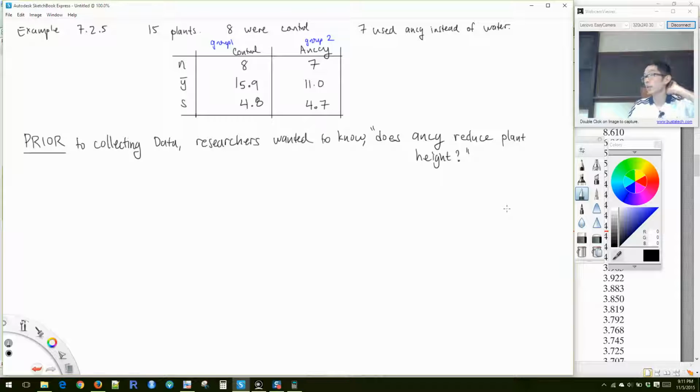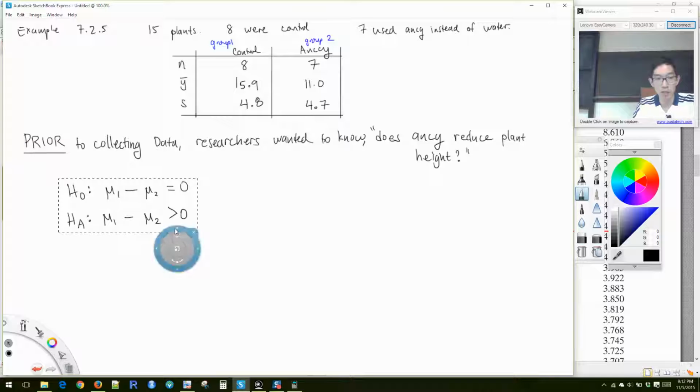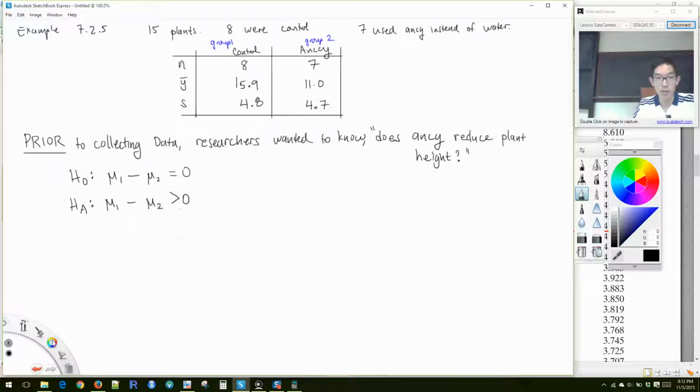Okay. So in this scenario, our null hypothesis would be mu1 minus mu2 equal to 0. And our alternative hypothesis would be that mu1 minus mu2 is what? Greater than 0. We're expecting the control plants to be taller than the ANSI plants. Is that okay? All right.